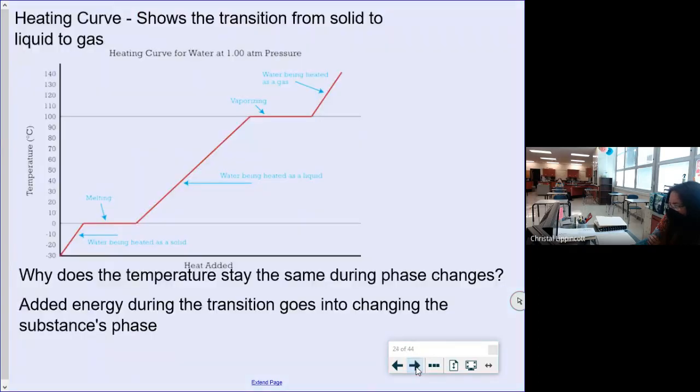So, all right. Heating curves and cooling curves is where we will pick up on Friday. So make sure that you tune into that video on Friday. Okay.